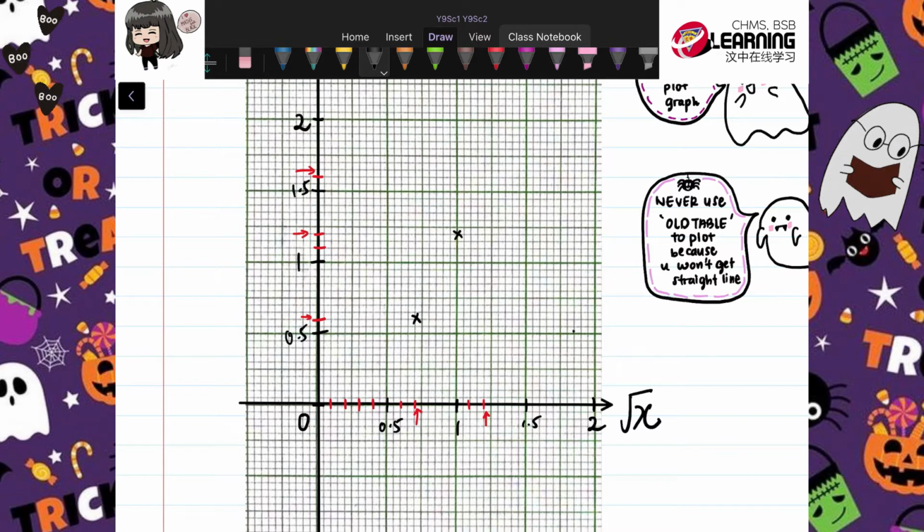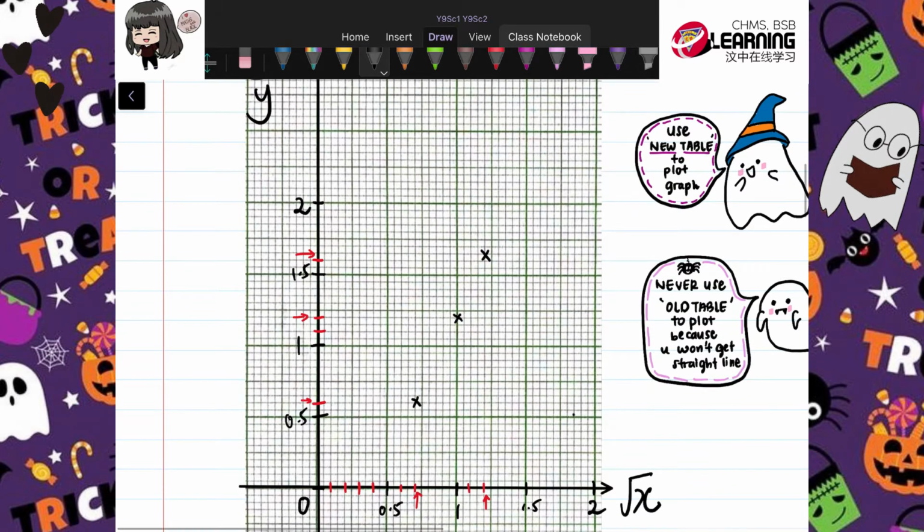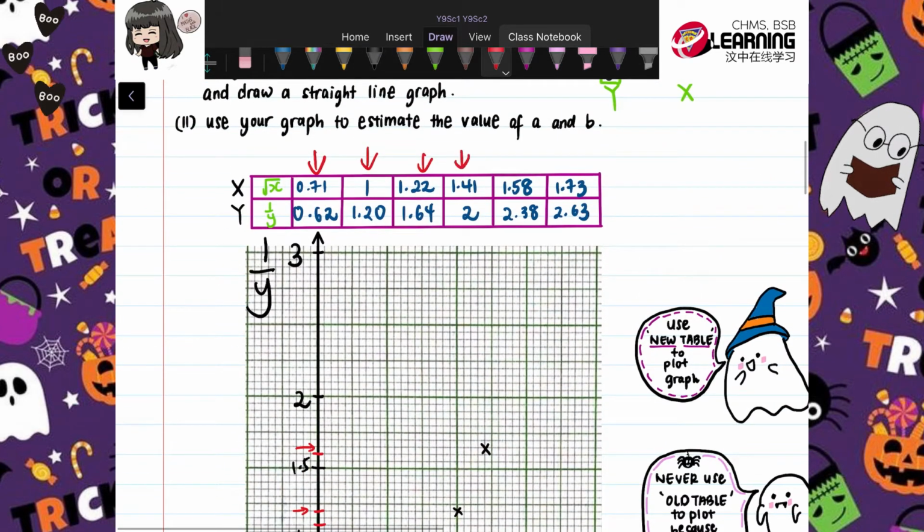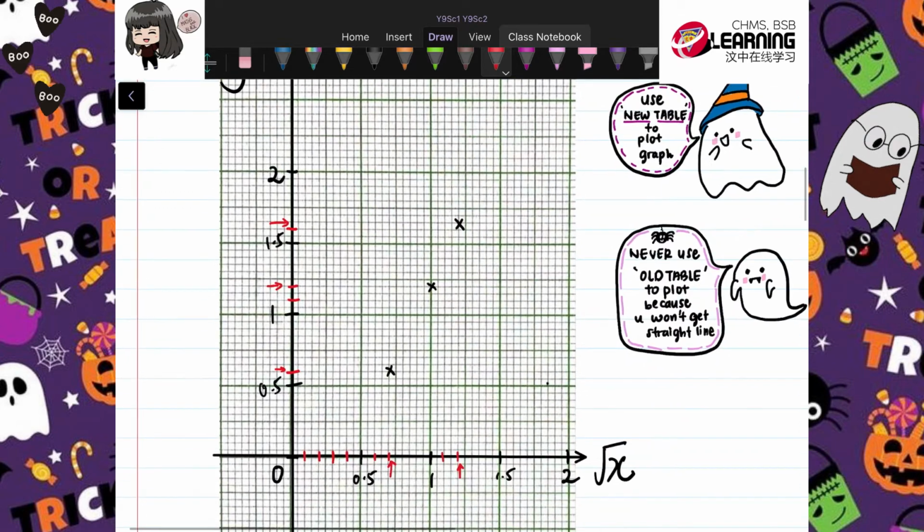So when I plot, you have better eyesight than me. Okay, something like this. Right, the fourth one is 1.41 with 2. 1.3, 1.4, 1.41 with 2 is here.